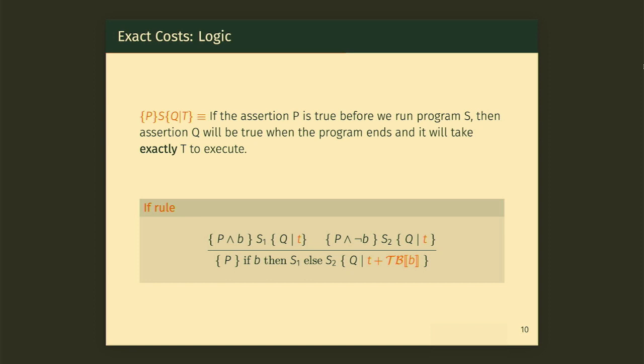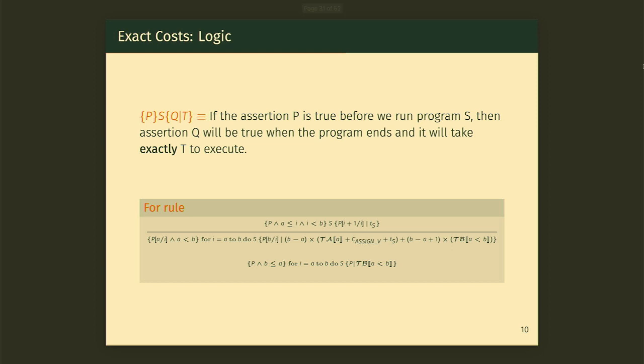The if rule is simpler than the previous rule, because we no longer have to compute the maximum between both branches, since they have the exact same cost of execution. Therefore, we can define the cost of the if as the cost of executing one branch plus the cost of evaluating the value of b. The rule for is a bit long and intimidating, but we broke it down in two rules.